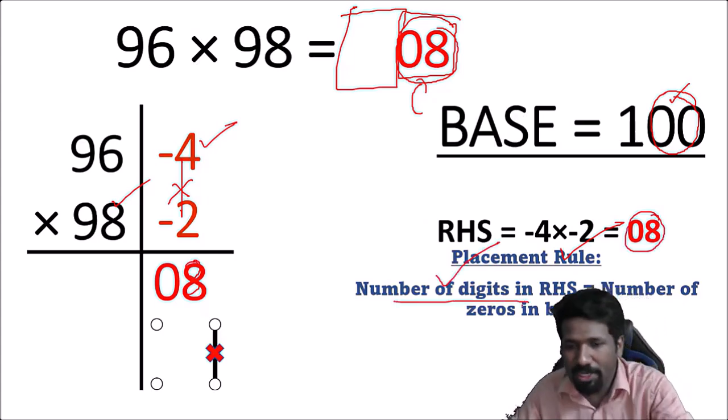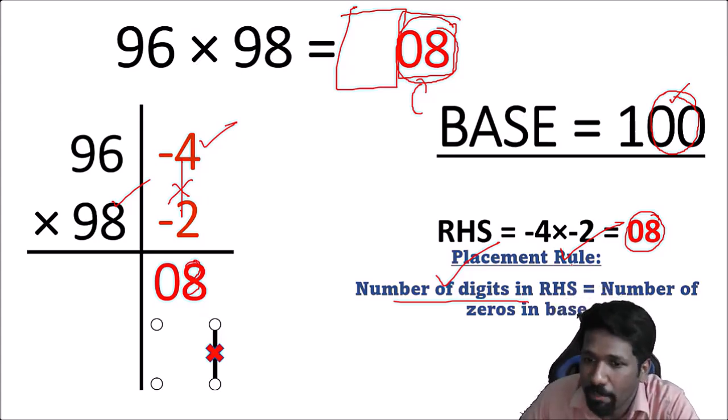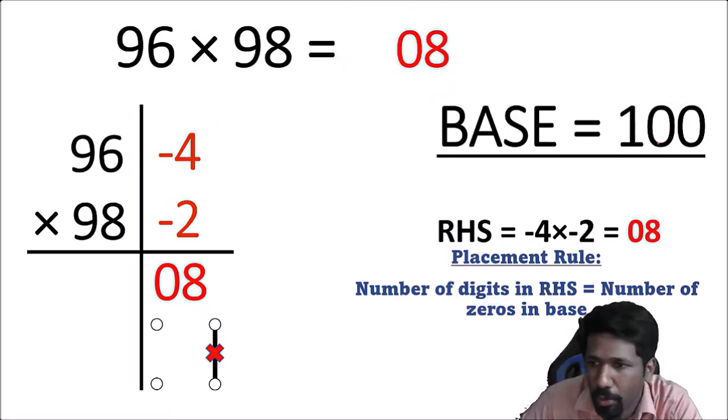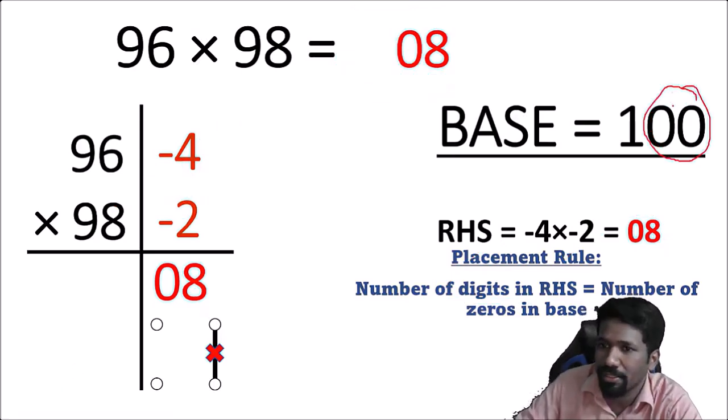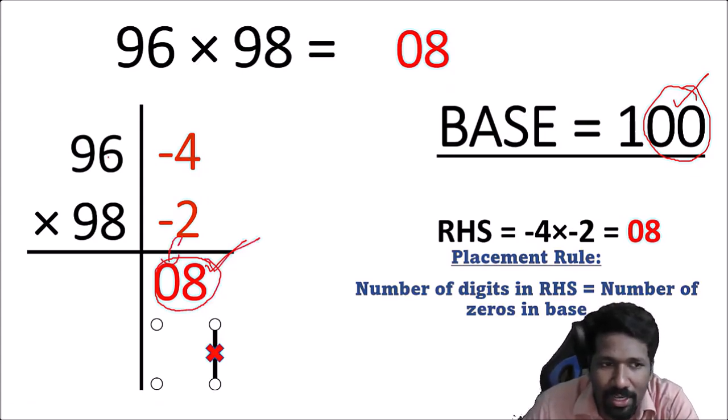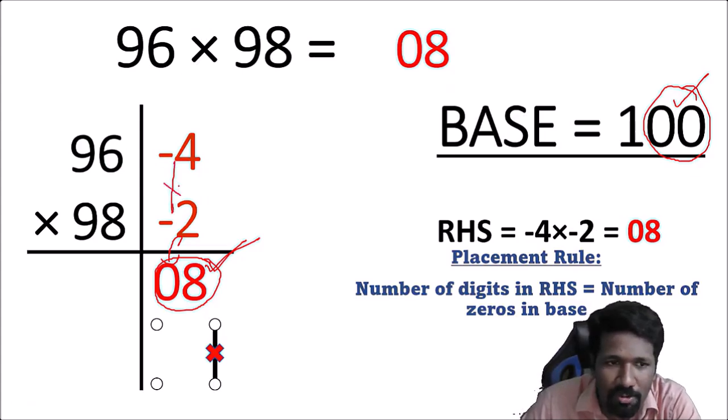Once again, I'm repeating, the placement rule means the number of digits in the right hand side, that is, the product you get after the vertical multiplication, should be equal to the number of zeros in the base. 100 has 2 zeros, so 2 digits here. To make it 2 digits, you put an extra 0 so that it is 08. Is it clear?